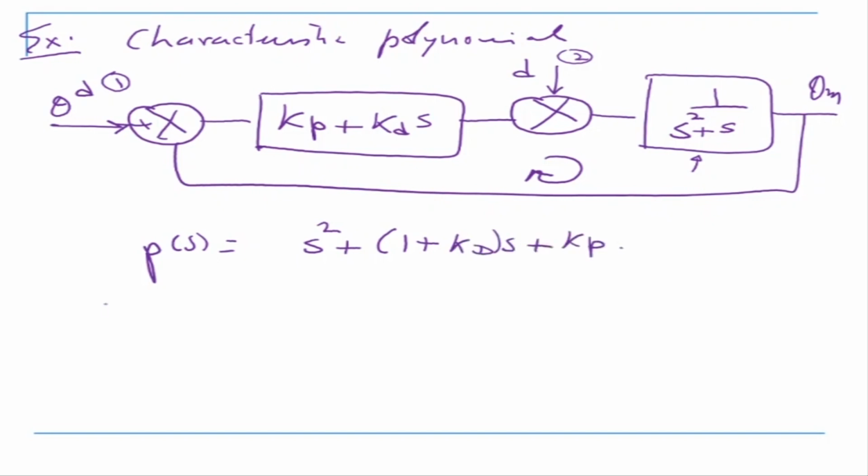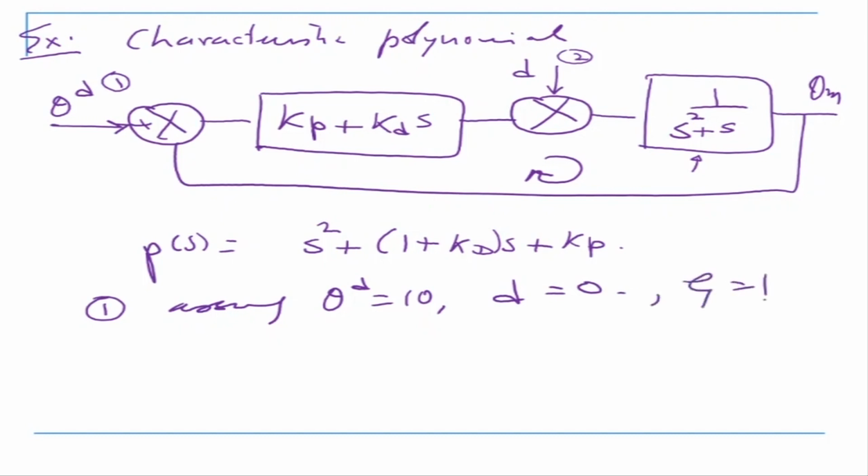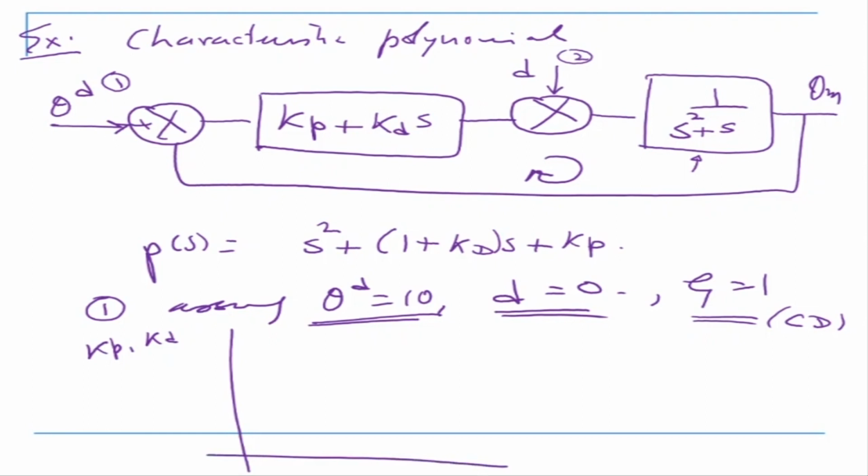Now assuming first that theta d, I want to go to the position equal to 10, and there is no disturbance. Let me say d is equal to 0, and I also said zeta is equal to 1. So for theta d equal to 10, d equal to 0, there's no disturbance, and zeta equal to 1, critical damping. For different values of Kp and Kd, what would the response look like? If we just plot it, we are just plotting the response.